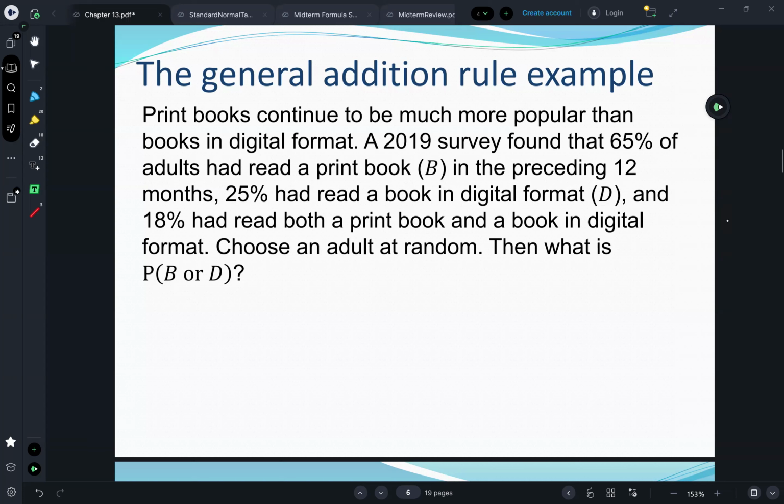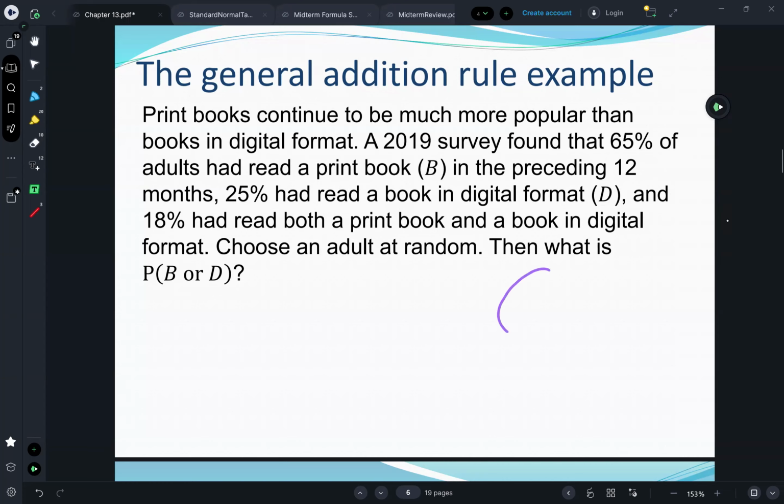So we have: print books continue to be much more popular than books in digital format. A 2019 survey found that 65% of adults had read a print book, B, in the preceding 12 months. 25% had read a book in digital format, they call that event D, and 18% had read both a print book and a book in digital format. If we select an adult at random from this population, what is the probability of B or D?